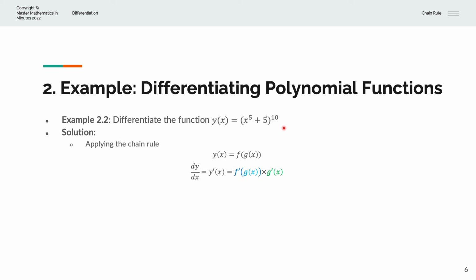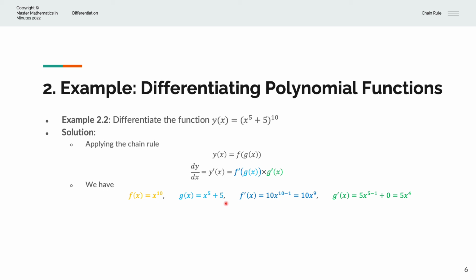And the first step is to define the function f and the function g. So we have f of x, and we'll define that to be the external function raised to the power of 10, so x to the power of 10. And with g of x, we'll define that to be the internal function, x to the power 5 plus 5.